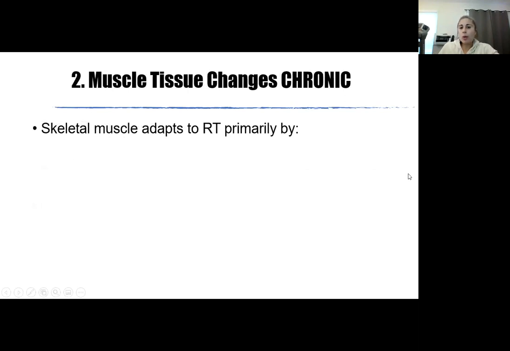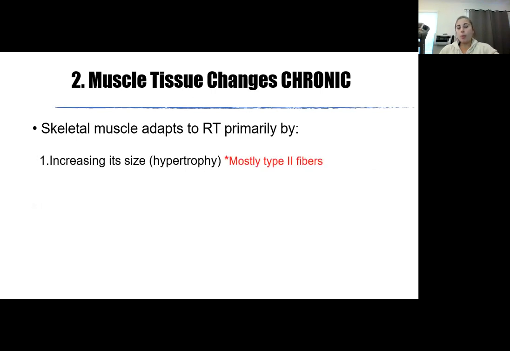Okay, so what's happening chronically when we do resistance training? Well, we know we have hypertrophy taking place, right? And so the muscle fiber will get larger. And again, it's mostly the type 2 fibers. The type 1, there's no change, right? Because again, we need to recruit those type 2 fibers to produce more force. And those are the ones that will respond to the load and the resistance that you're putting on it. And so what actually happens, we actually get more contractile protein.